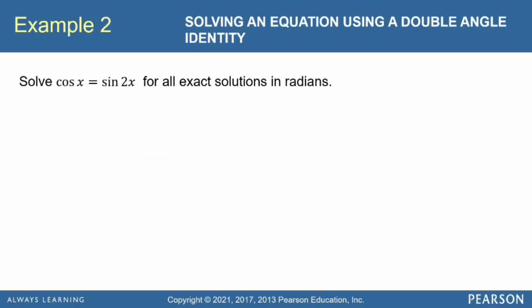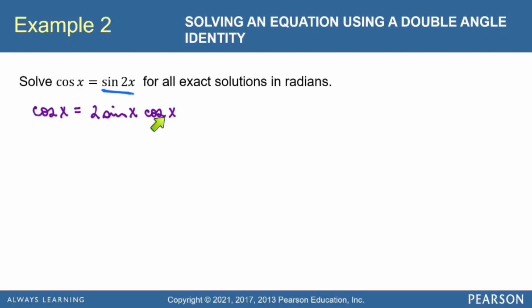Let's get another example here. So this one says solve cosine of x equals sine of 2x for all exact solutions in radians. Okay, so again, we have a 2x argument here, and we need to replace this function of 2x with an identity. So if you look at your formula sheet, you can see that the sine of 2x equals 2 sine x cosine x. So now our equation says cosine of x equals 2 sine x cosine x.